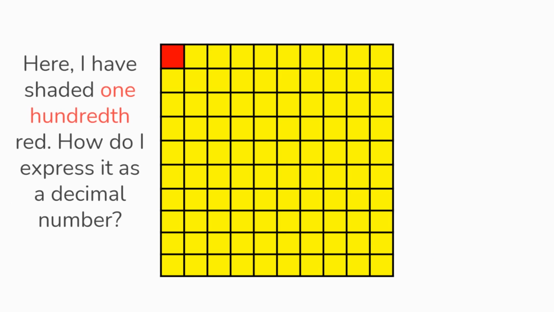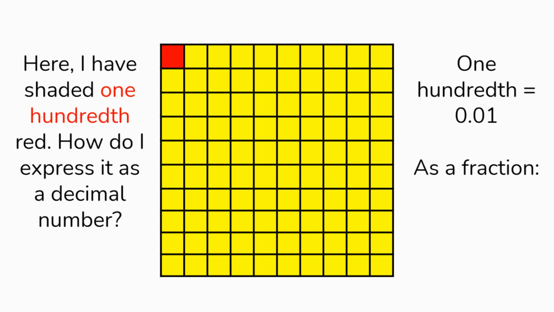And right here, I've shaded one hundredth red. How do I write one hundredth as a decimal? Like that, with a 1 in the hundredths place. So a 0 in the ones place, a 0 in the tenths place, but a 1 in the hundredths place. As a fraction, I write it as 1/100 because out of the 100 total pieces here that make up the ones cube, only one of those 100 pieces is shaded.